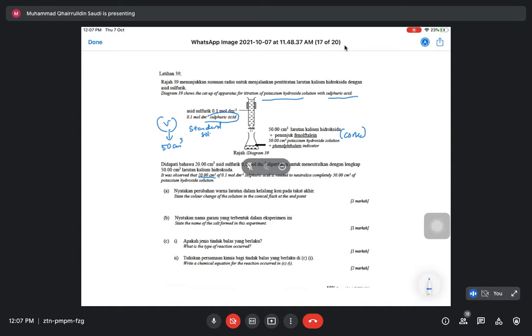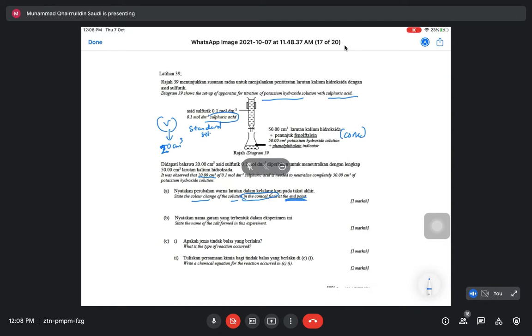They found that 20 cm³ of 0.1 mole sulfuric acid is needed to neutralize completely 50 cm³ of potassium hydroxide solution. State the color change of the solution in the conical flask at the end point. Okay, what is the color?